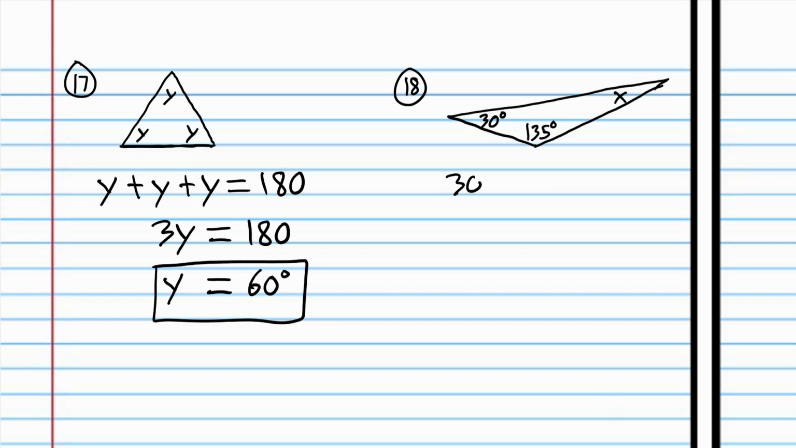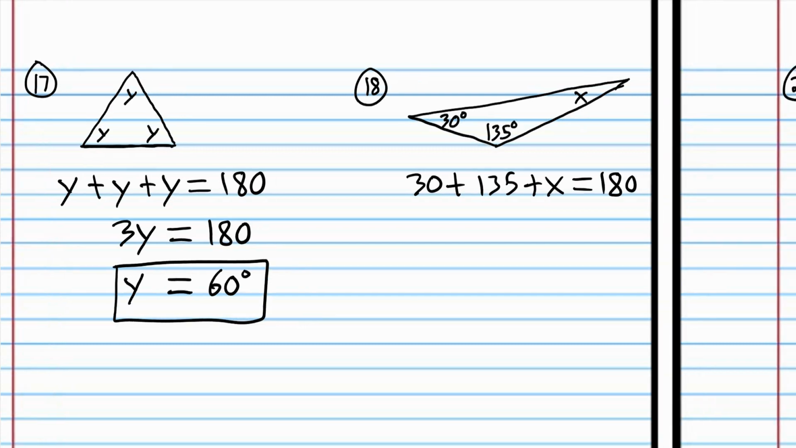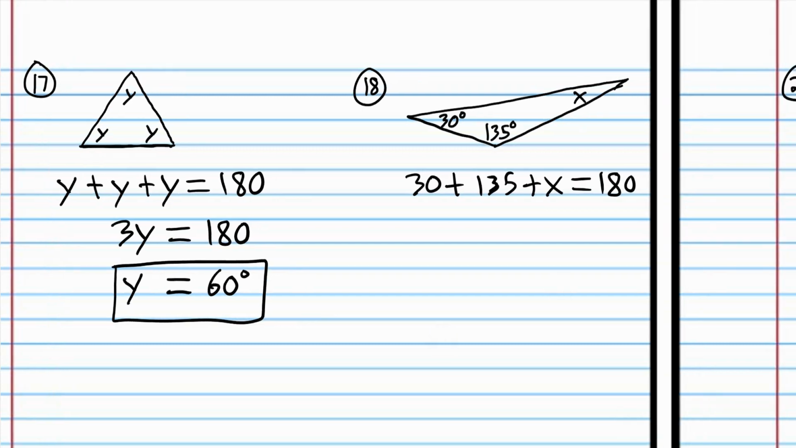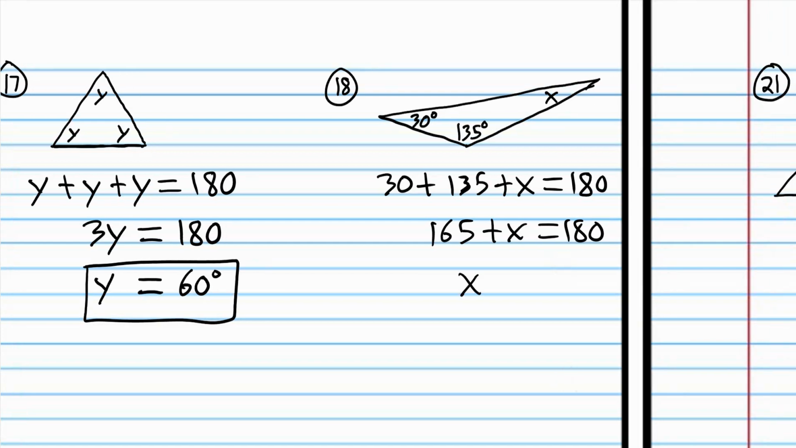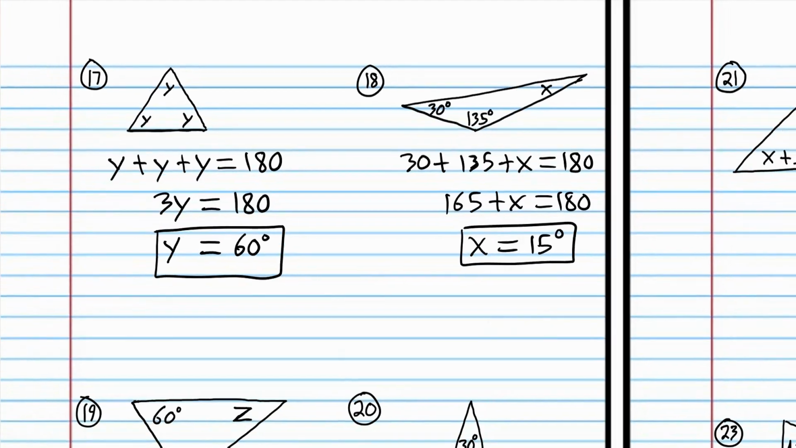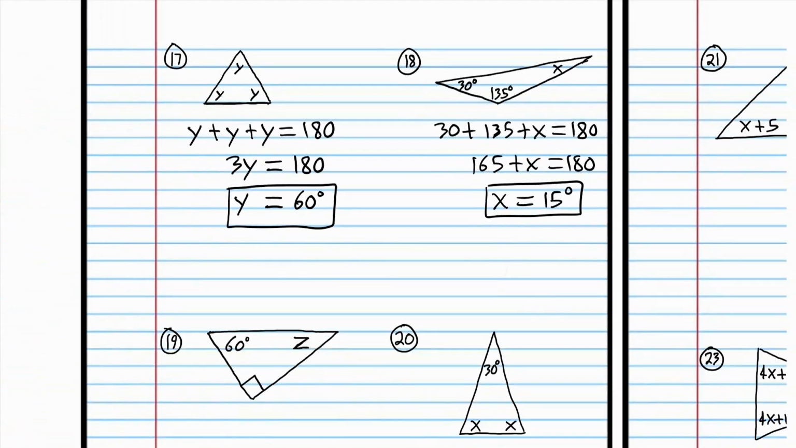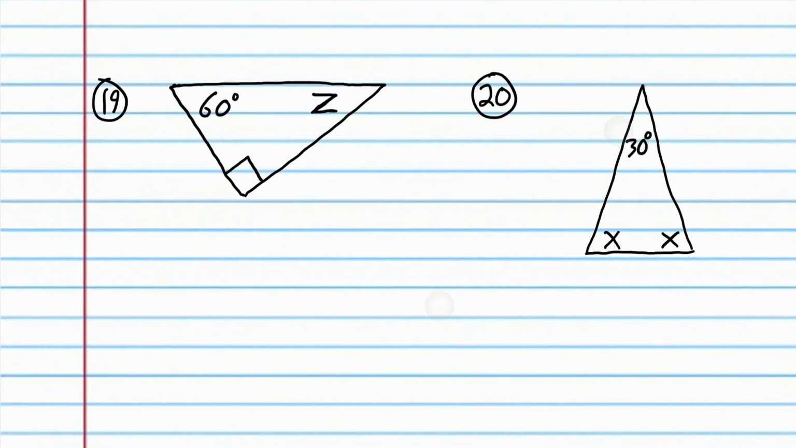All right, we're back. 30 plus 135 plus x must be equal to 180 degrees. 135 plus 30 is 165. And subtract 165 from both sides, and we get x is equal to 15. So 15 degrees is the answer. So if you got 15 degrees, good job. Try number 19, and when you come back, we'll do it together.